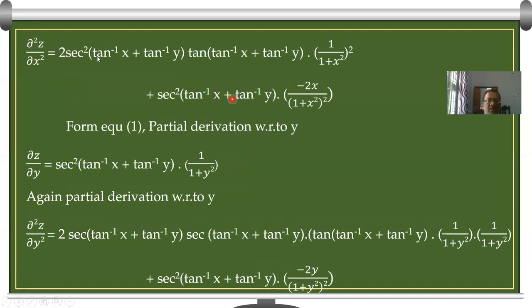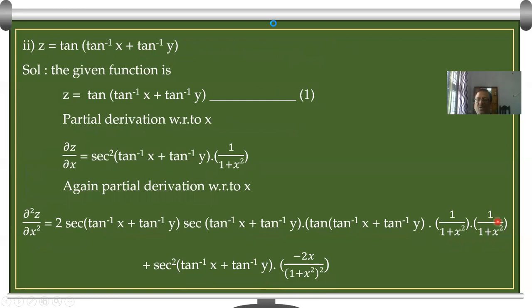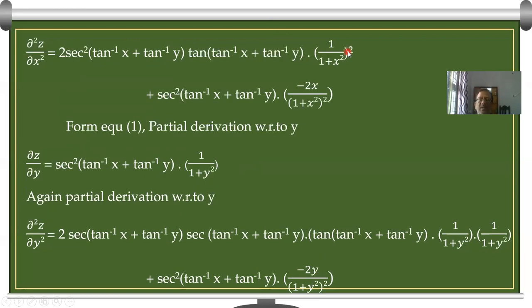Sec square, 2 into sec square of (tan inverse x plus tan inverse y) into tan of (tan inverse x plus tan inverse y) into 1 by 1 plus x square, the repeated term. It is repeated. Now therefore it becomes the whole square, plus sec square of (tan inverse x plus tan inverse y) and the remaining value, minus 2x by (1 plus x square) whole square. It is as it is now.